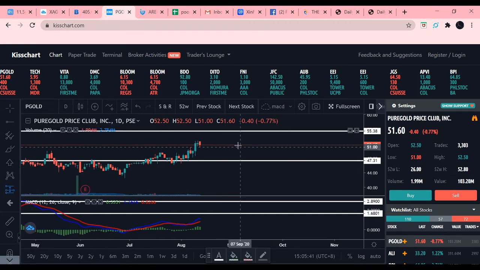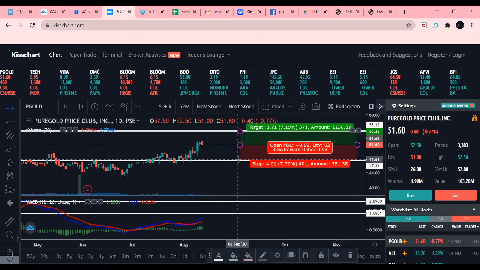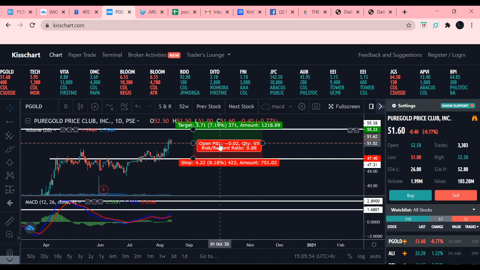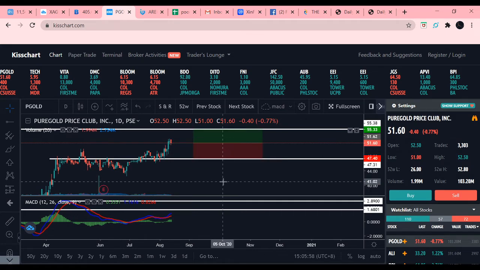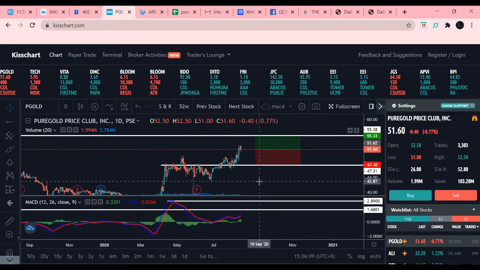Kaya nga nagbenta na ako, ang kulit ko lang. Anyway, nagbenta ako kasi nakikita ko hindi na ganun kalaki yung possible upside. So, that's actually a 0.88 risk reward. Of course, I will not trade it. So, ang TP area ko 55, entry level ko around this area, and yung cut loss ko 47.40. So, no trade zone ako kay Pure Gold.